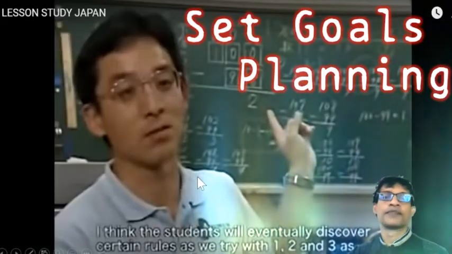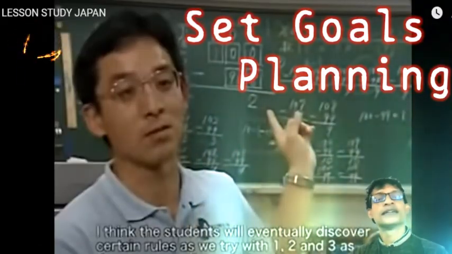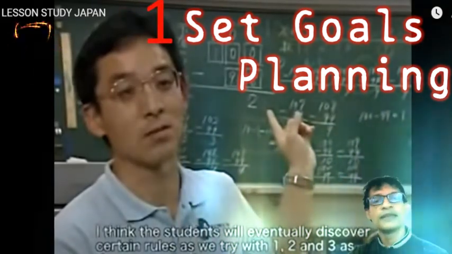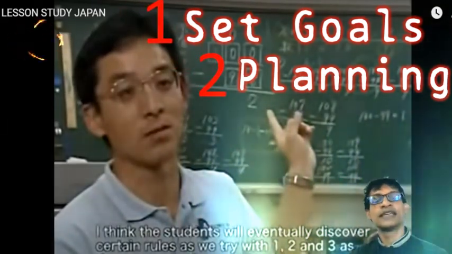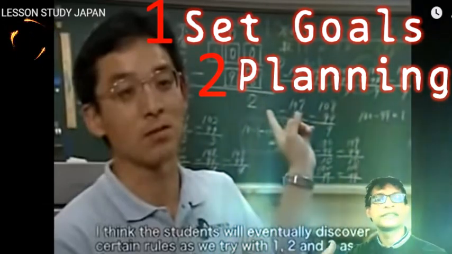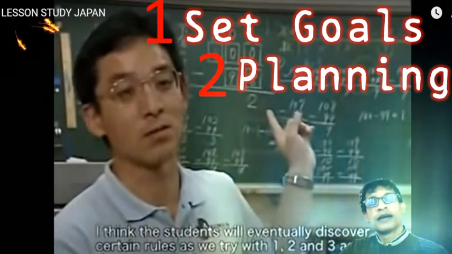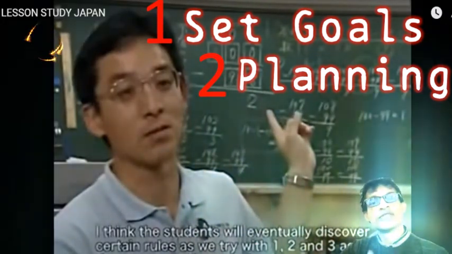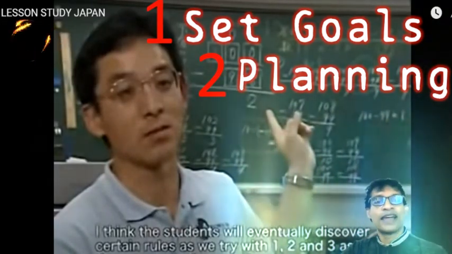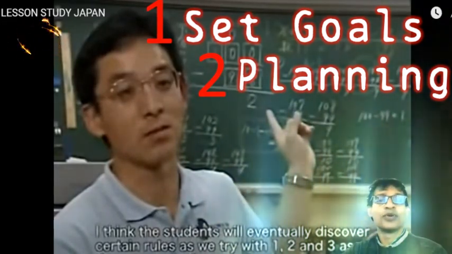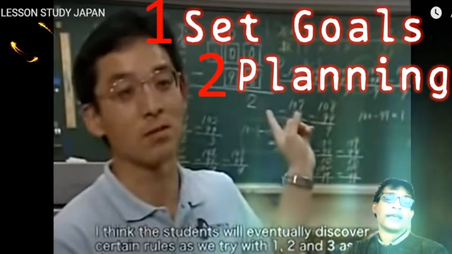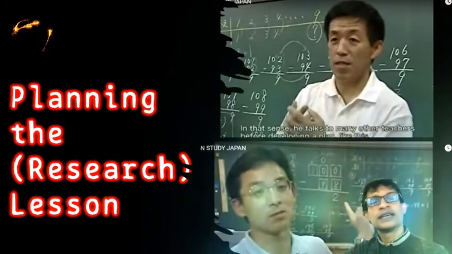Okay. Now you can see here, set goals. That is number 1. And then planning. Now in this case, this particular teacher or educator is planning it himself before going to the session. He's alone in the classroom, writing things down on the board and preparing some sheets of paper and getting ready for this. So next one, planning.